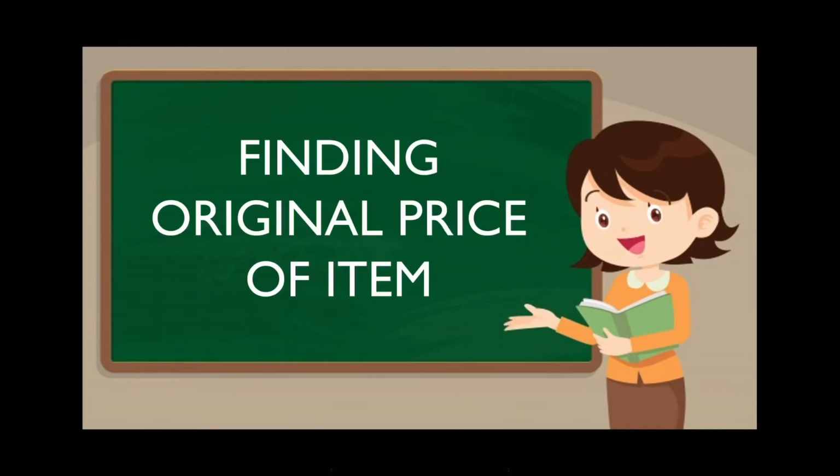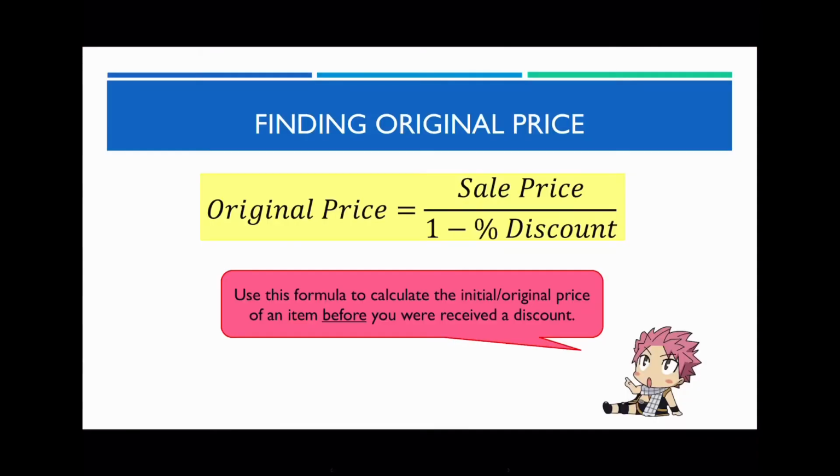All right, we're going to be looking at the third part of today's lesson, which is calculating the original price of an item before the actual discount has been applied. So the formula to calculate the original price is going to be the sale price, which I'll always give you, over 1, subtract the percentage discount. And again, make sure you're using this in decimal form.